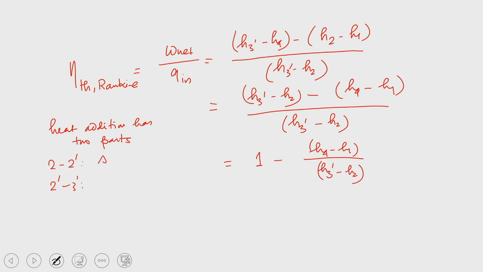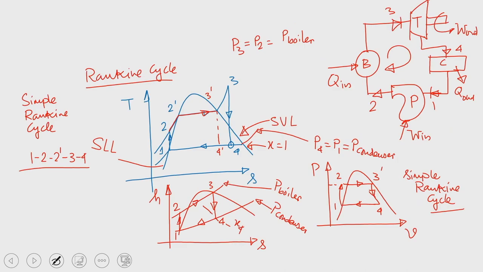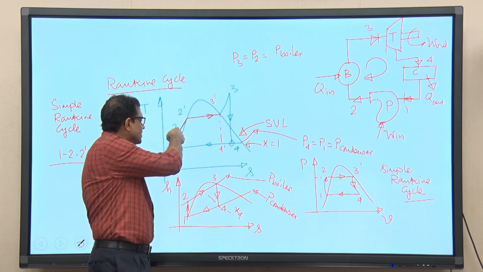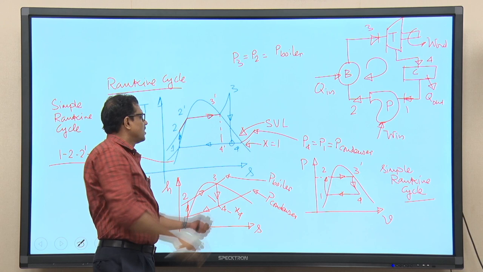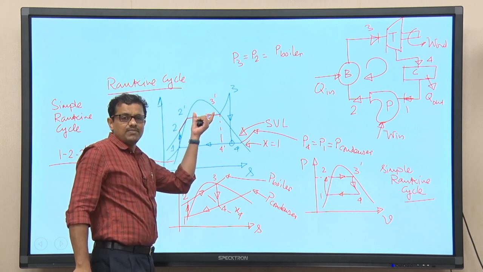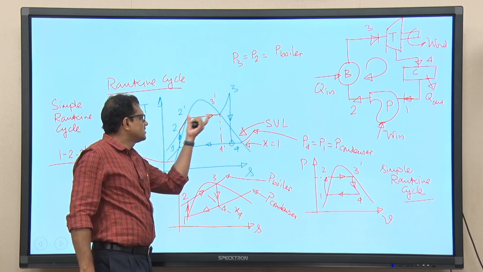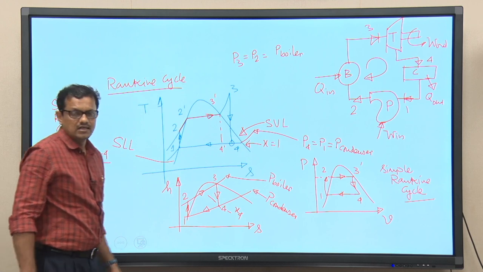2 to 2 prime, that is sensible heat transfer. And 2 prime to 3 prime, that is phase change, or the latent heat transfer. So, you know that in this particular section, 2 to 2 prime, the sensible heat transfer, you can see that the temperature increases. So, liquid temperature increases from T 2 to T 2 prime, and then again heat is continuously added, but there is a phase change, and this is the latent heat transfer.